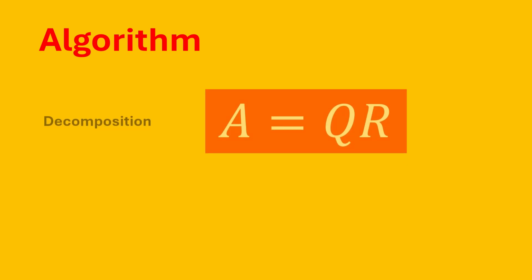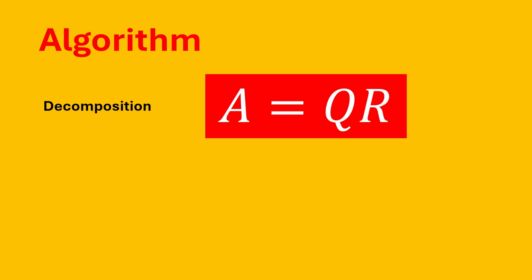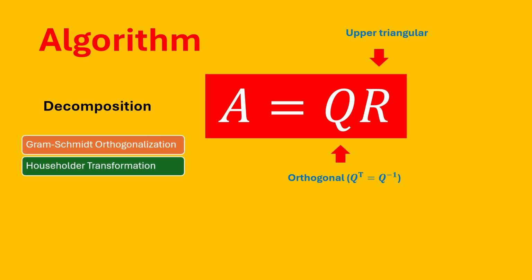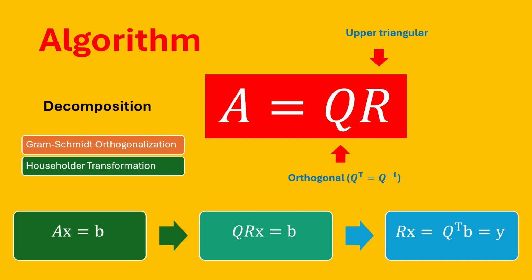The key step in this algorithm is decomposition, in which the matrix A is written as the product of an orthogonal matrix Q and an upper triangular matrix R. We can use several methods to perform this decomposition, such as Gram-Schmidt orthogonalization and Householder transformation. Then the method to solve a system of linear equations can be described in two steps.